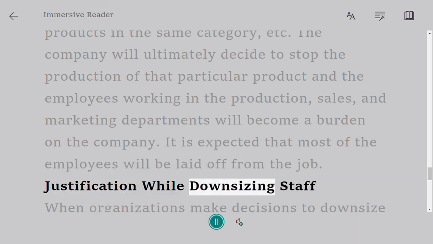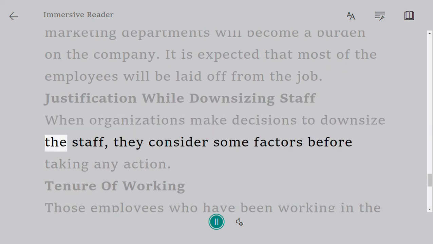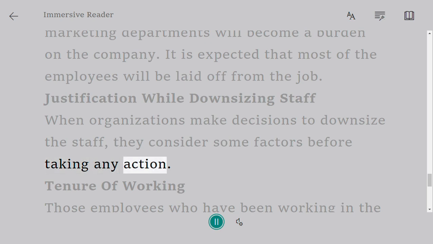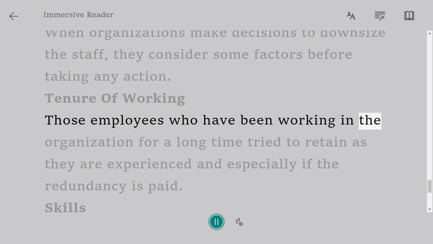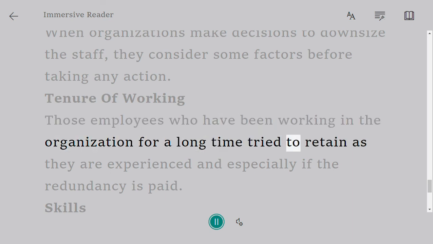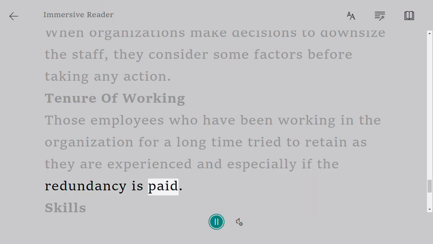Justification while downsizing staff. When organizations make decisions to downsize the staff, they consider some factors before taking any action. Tenure of working. Those employees who have been working in the organization for a long time are tried to be retained as they are experienced, and especially if the redundancy is paid.